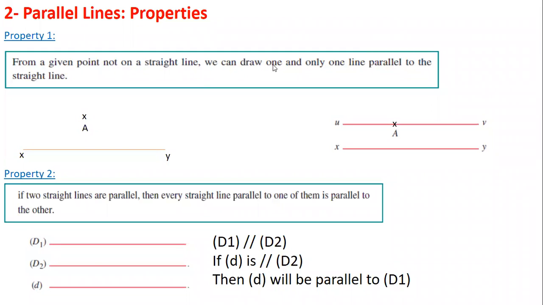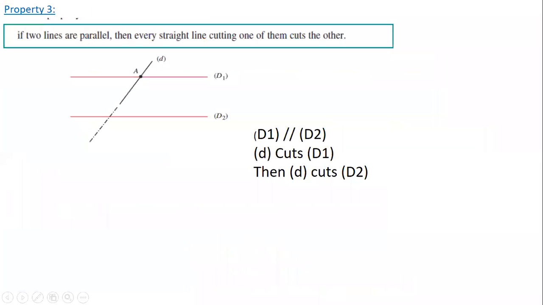Okay, Hassan Jradi, read the property number 2, please. Yes. If two straight lines are parallel, then every straight line parallel to one of them is parallel to the other. Property number 3, Laris. Yes, if two lines are parallel, then every straight line cutting one of them cuts the other.